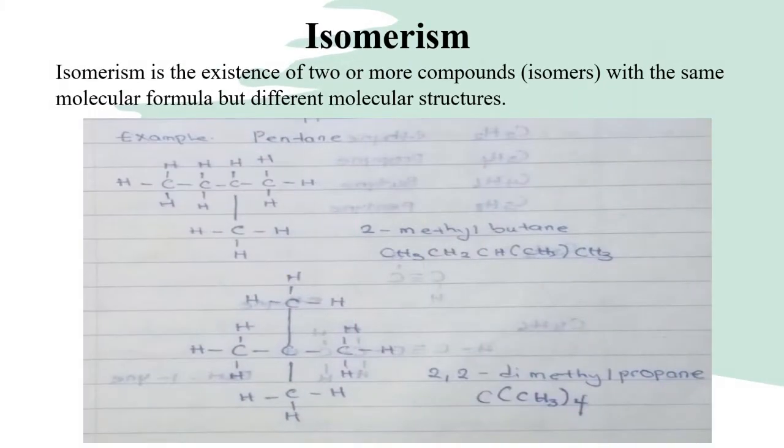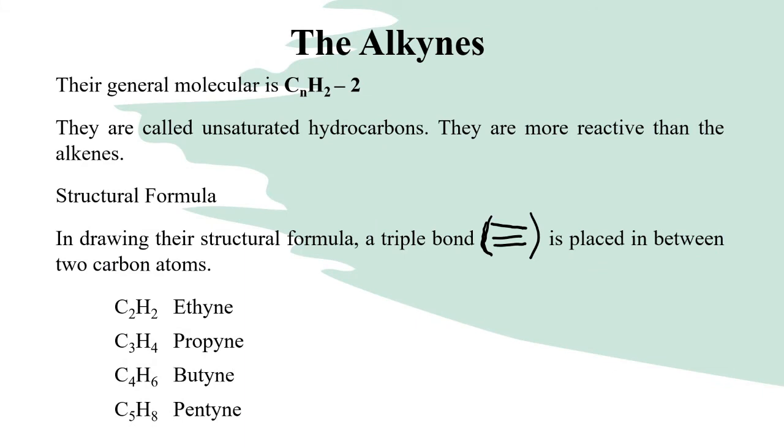Isomerism is the existence of two or more compounds, which are known as isomers, with the same molecular formula but different molecular structures. For example, we have pentane. You can have it in different molecular structures. Number one structure, we have 2-methylbutane. Then number two, we have 2,2-dimethylpropane.